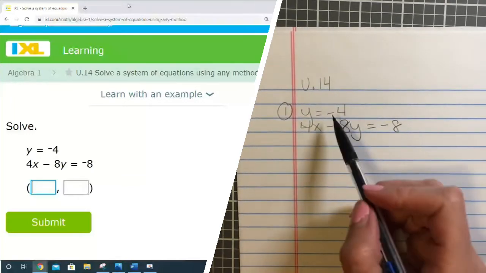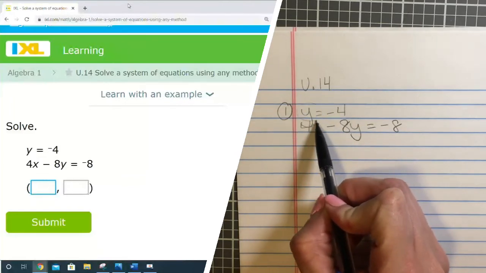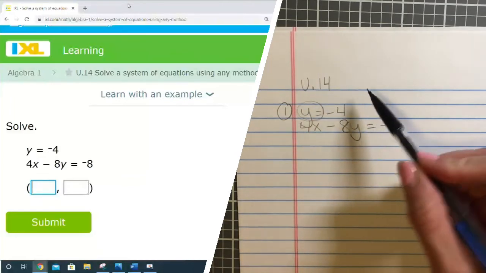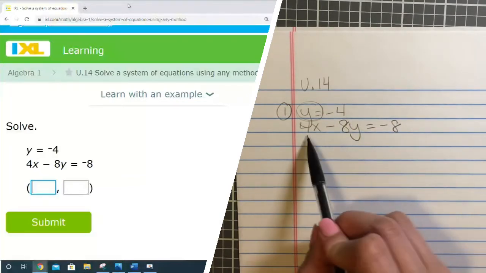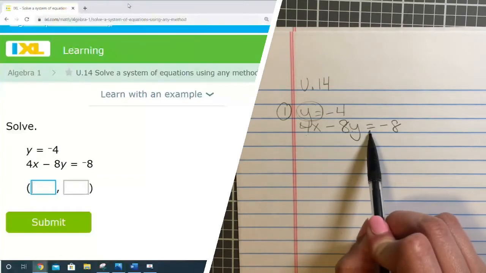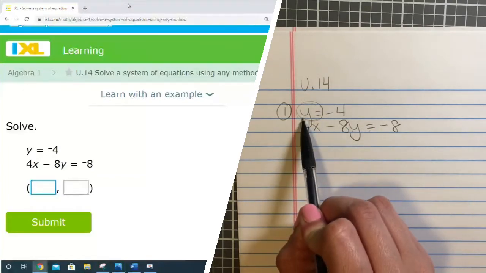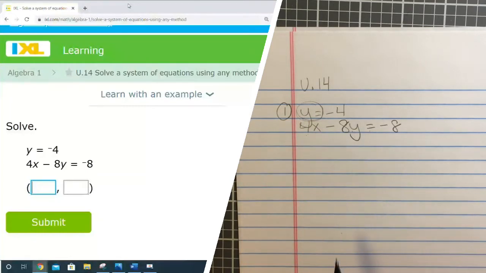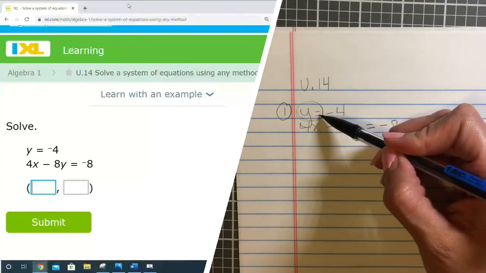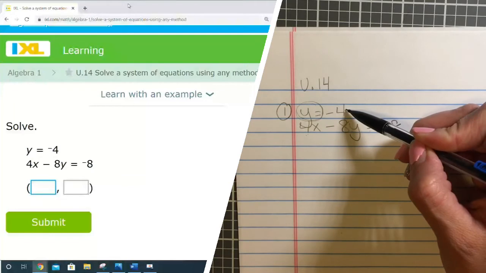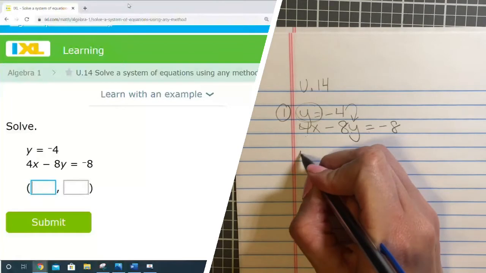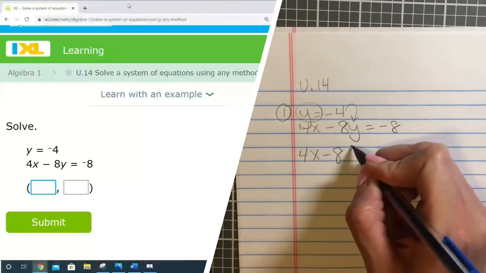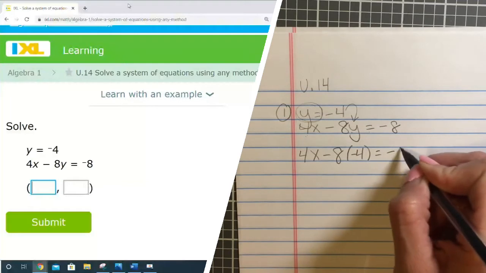So because this question is set up with one of the equations in a y equals format, we're going to use substitution. So anytime you see a y equals, not x plus y or x minus y and then the equal sign, but just a y equals or even an x equals on its own, that's going to be a really good indication that substitution will be the easiest method for you. So we're going to take this y equals -4 and we're going to plug it, or substitute it, into the bottom, okay? So we're going to take 4x minus 8 and we're going to put the -4 right there.